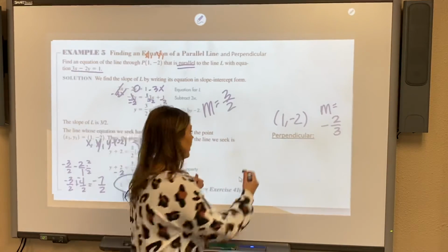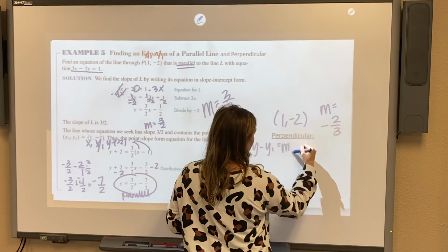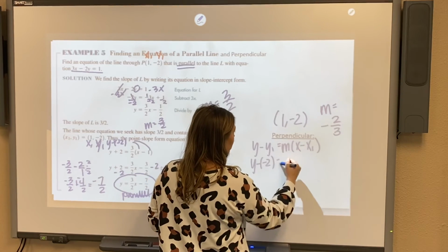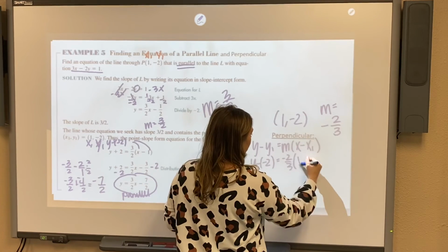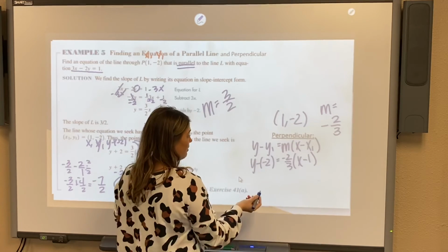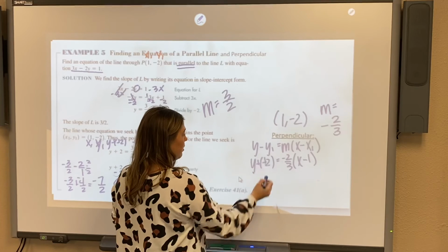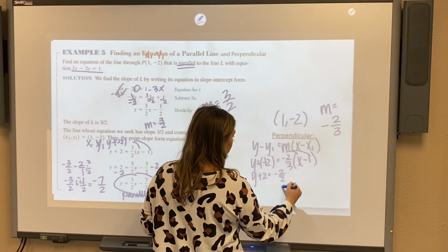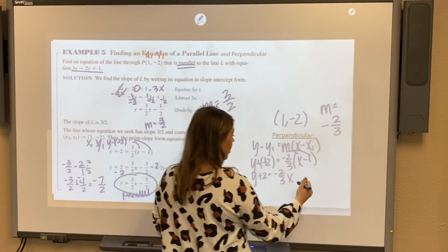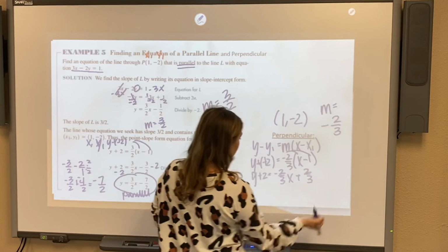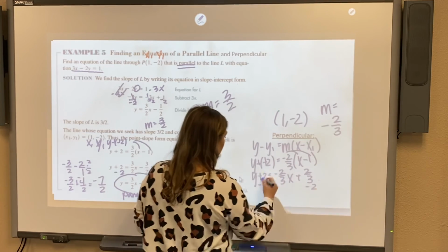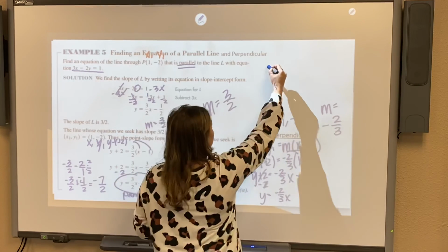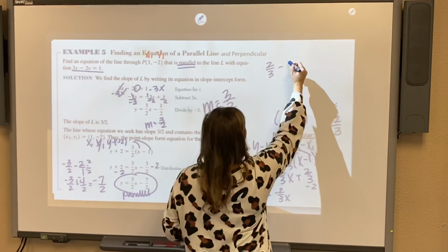So now we're going to do the same thing. We have, again, y minus y1 is equal to m times x minus x1. So y minus our y1, which is -2, equals m, which is -2/3, times x minus x1. And now we just get y by itself. So let's distribute. So we have y plus 2 is equal to -2/3x. -2/3 times a -1 would be a positive 2/3. Subtract 2, and we have y equals -2/3x, and then a positive 2/3 minus 2/1.